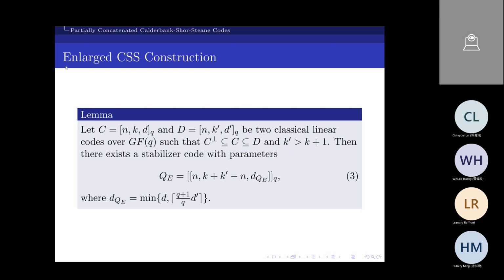Also, there exists an enlargement construction of a CSS code, which is given by Steane. The enlargement construction of a CSS code needs a nested pair of classical linear codes like this. Then we can see that the minimum distance of the enlargement construction of the CSS code is improved by this factor.